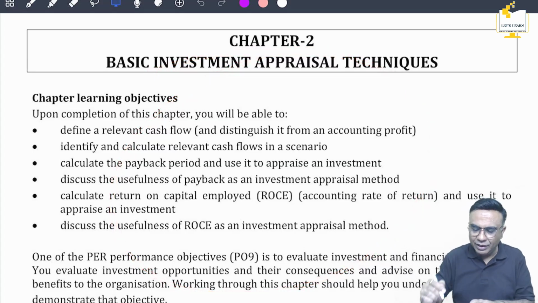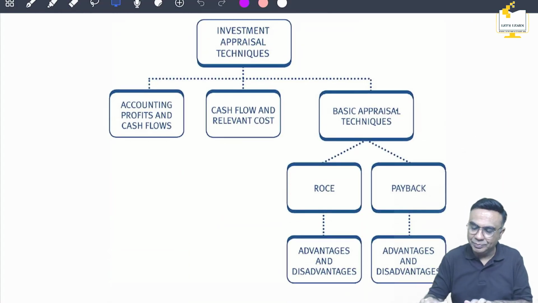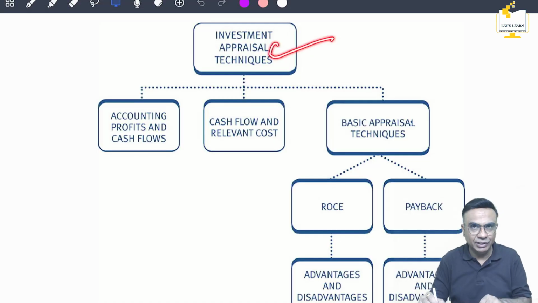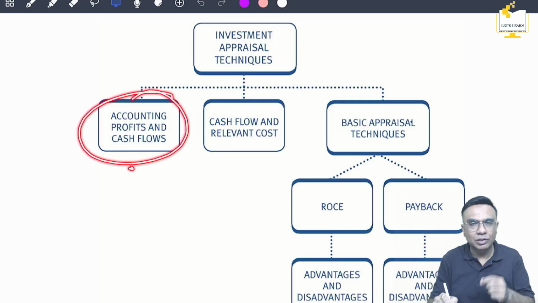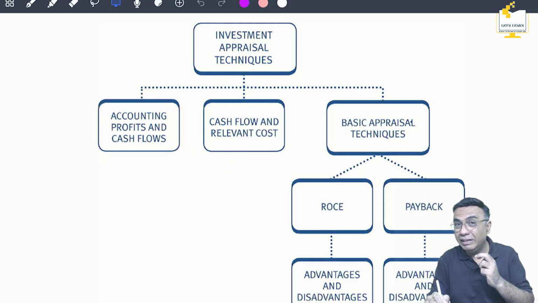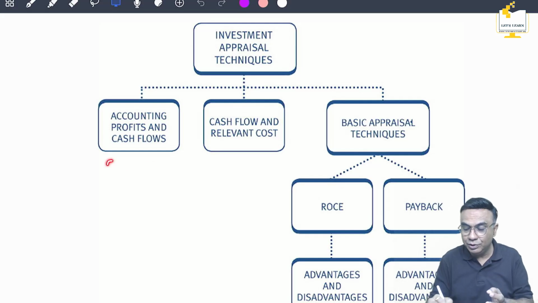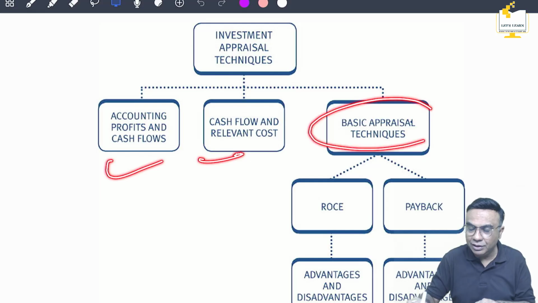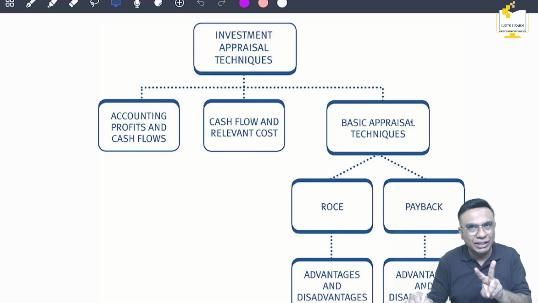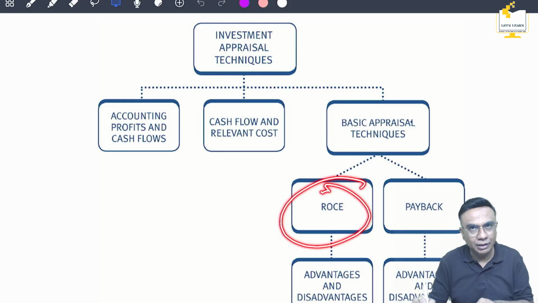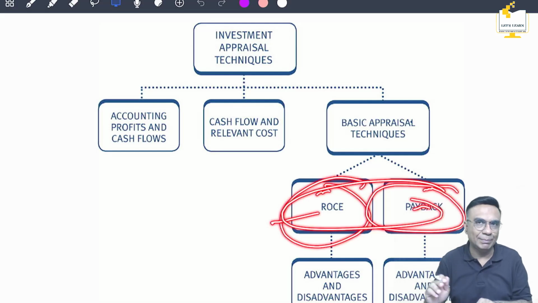Fine. Now what are we discussing in this particular chapter? Investment appraisal techniques. In this chapter, we are going to discuss what is accounting profit and what is cash profit. What is the difference between cash flow and profit? That is number one. Number two, cash flows and relevant costs. Some costs may be irrelevant for decision making; we are going to discuss that in detail later. And number three, the two basic techniques of investment appraisal. One is ROCE, return on capital employed, and the other is payback. So we are going to cover these two techniques in this chapter.